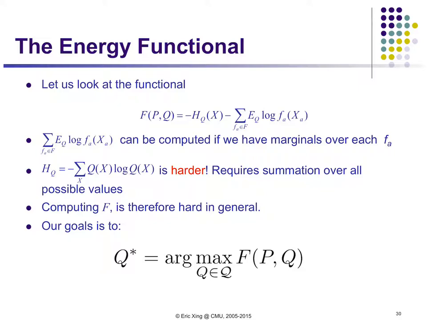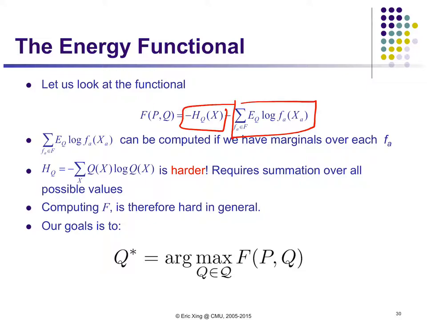So now the question is, it seems that it's a good cost function. What if I want to find P, but I cannot compute P? I come up with another distribution Q, and I always have to find this cost function, right? A cost function that looks like the expectation of the factors plus an entropy.